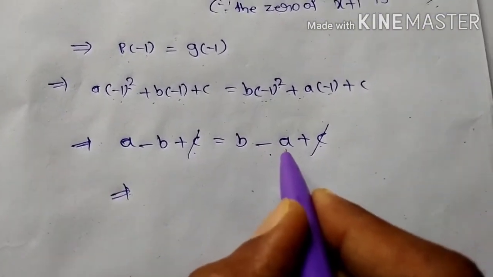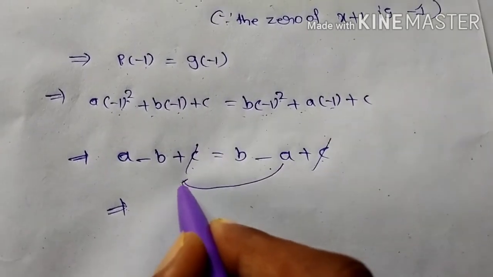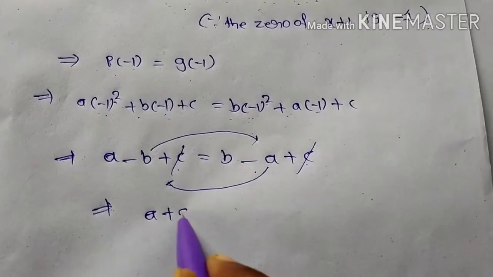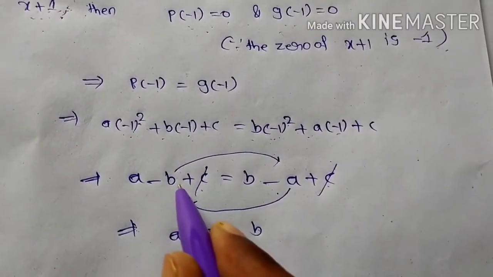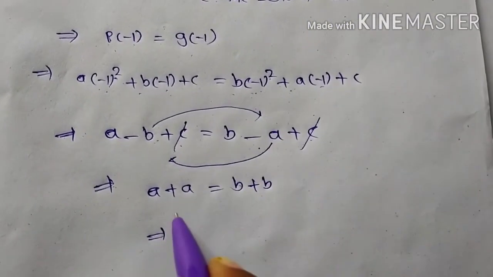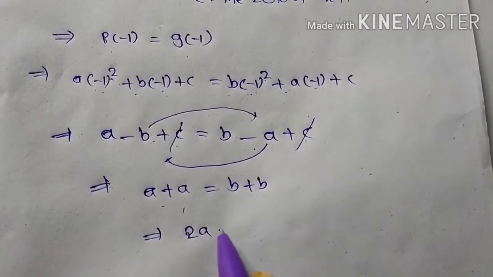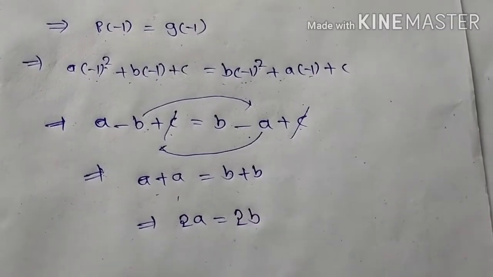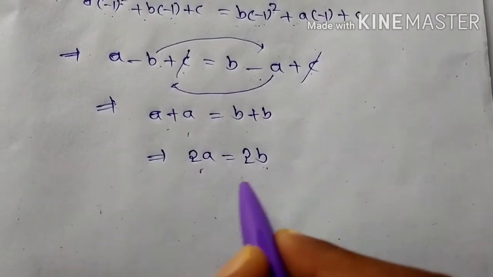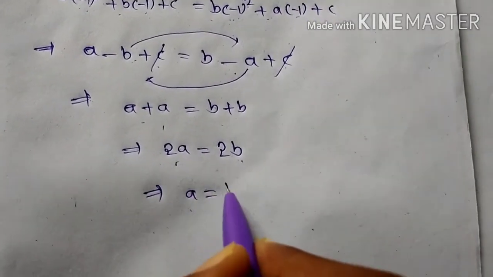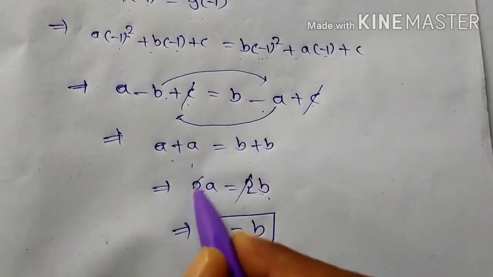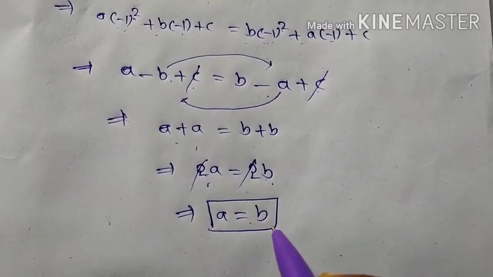Now you can transpose minus a to LHS and minus b to RHS. That means you get here a plus a is equal to b plus b. If I am transposing minus b to RHS, you will get plus b, or not? Yes. That means a plus a is equal to how much? 2a. And b plus b is how much? 2b. That means 2a is equal to 2b, so can I write a is equal to b, or not? Yes, because 2 will be cancelled. So I am getting here a is equal to b.